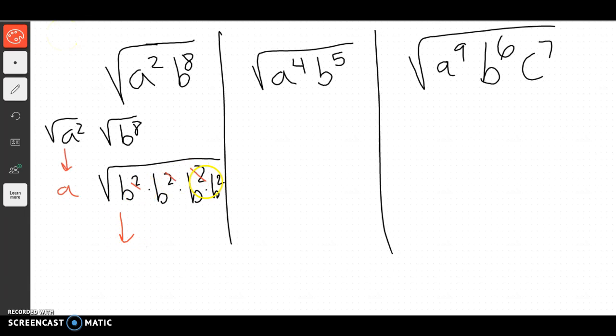That will cancel. So all these will cancel that square root. So I'm going to have a, and then that would be 4 b's, so that would be b to the 4th.